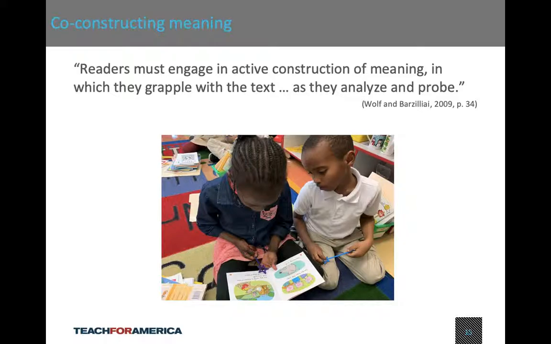As we've discussed, our goal is to create a shared meaning through discussion that deepens what we might have gotten just reading alone. The quote here says, readers must engage in active construction of meaning in which they grapple with the text as they analyze and probe. I put a picture here of my students. I often found that when they read independently, yes, they had high fluency, but what they were missing was really strong comprehension and having a dialogue about what they were reading. So I paired my two students here based on level to help them understand that conversations in the classroom build students' ability to answer those exemplar responses the way we're seeking.